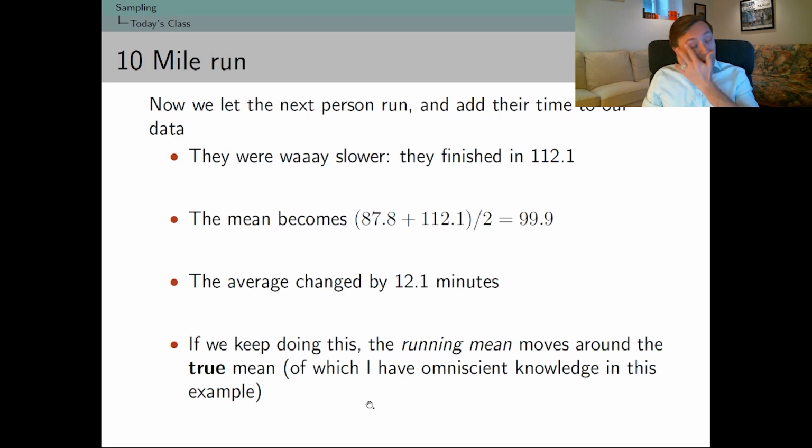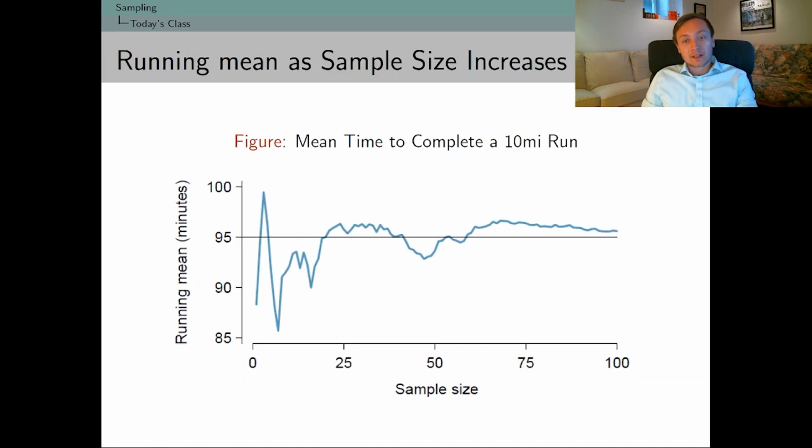And so if we imagine that I set this up as a simulation and I actually knew the real mean time of all runners in our population, which in fact I did, we're able to visualize how the running mean gets closer and closer to that true mean as we go. So here's that image. I created this in R.